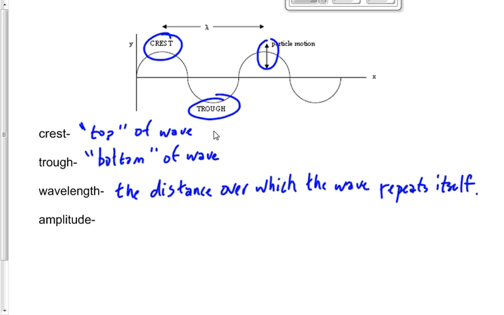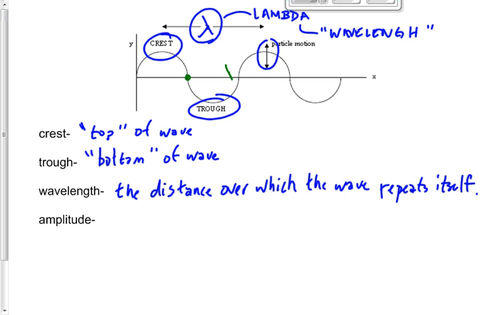Now, the symbol for wavelength is like an upside down Y. That's a Greek letter called lambda. We've got it labeled from the top of one crest to the top of another crest. We could have also labeled it from here to here, the distance over which the wave repeats itself. In all of those cases, the wavelength, or lambda, upside down y, would be the same value.